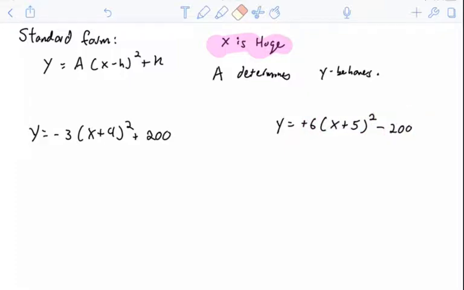But there's more to it than that. In this expression, that term there can only be positive. This term here can only be positive.